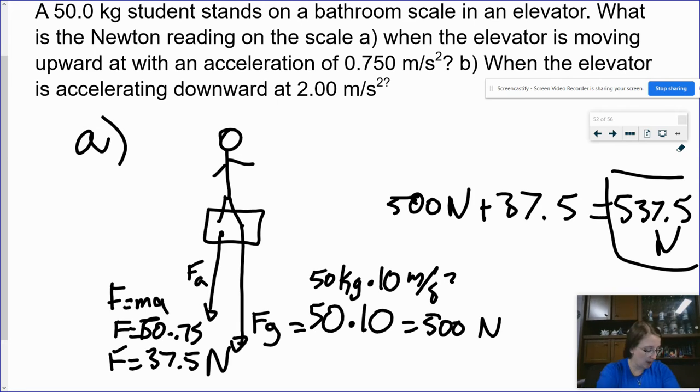Now for B, we have the opposite situation. When the elevator is going downward, you feel the force in the opposite direction because you're resisting that motion.